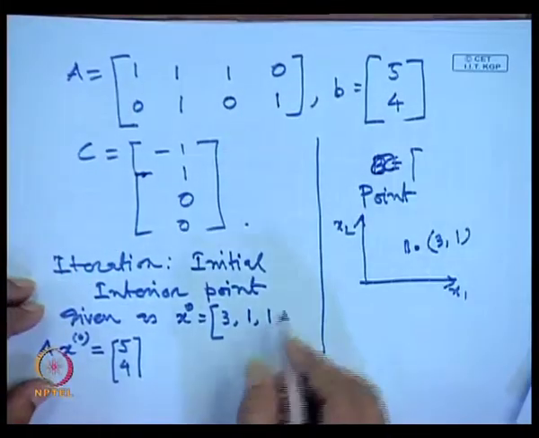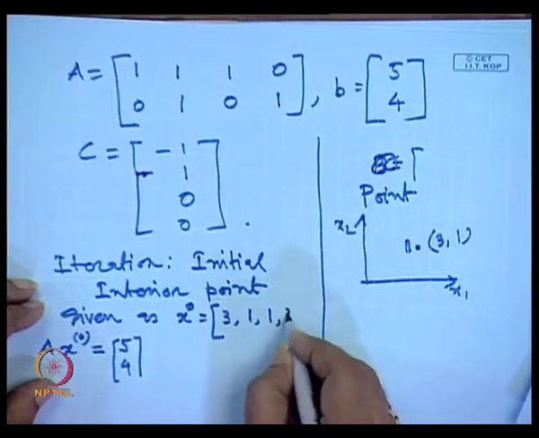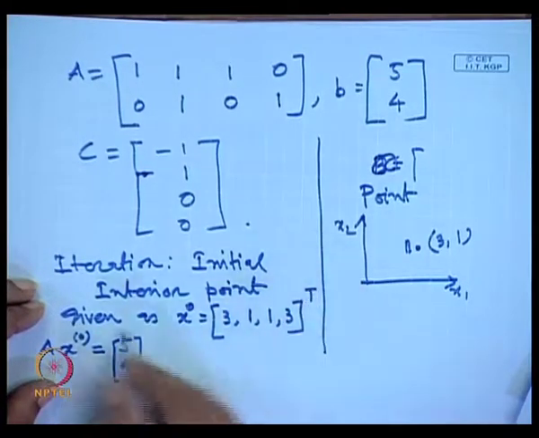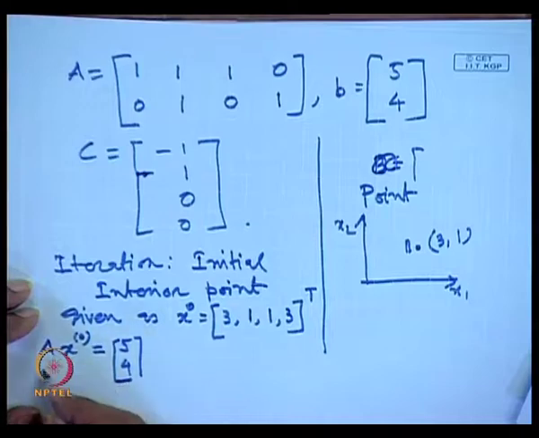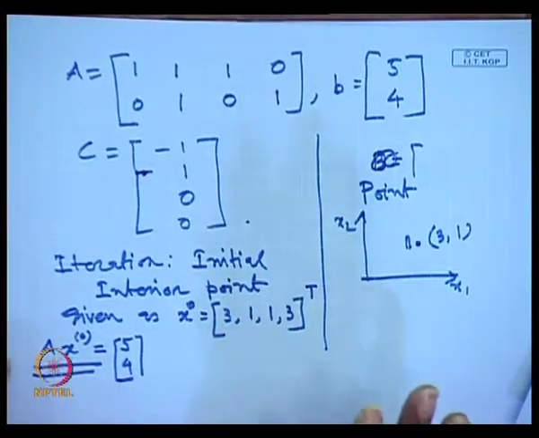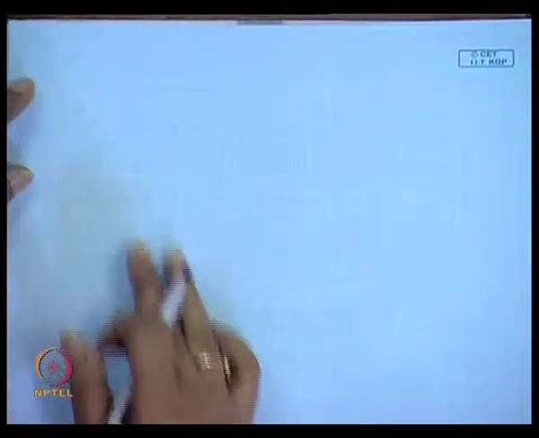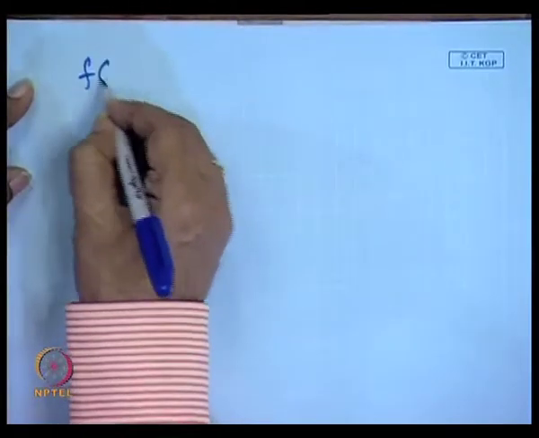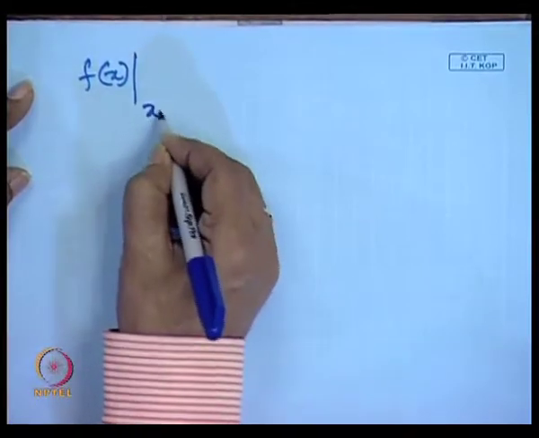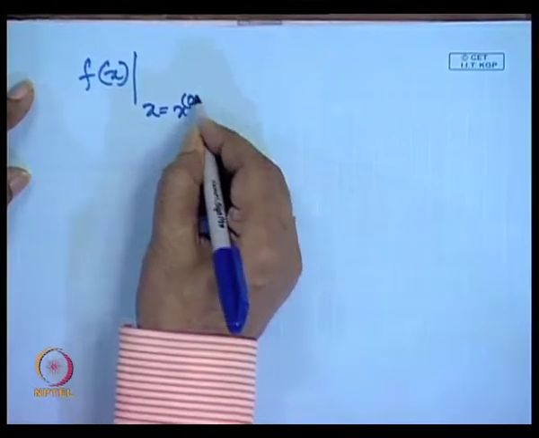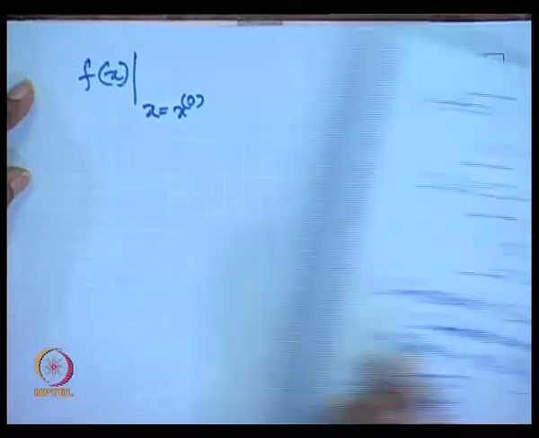So, this will be 3. This is our initial guess, which satisfies our equality constraint; you have to check that first. Once you get that, you see what the objective function value is at x equal to x interior point. This is our interior point, we have verified.